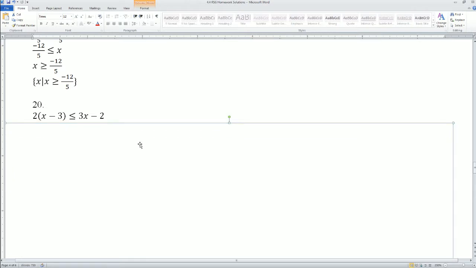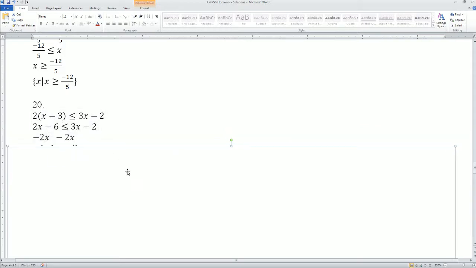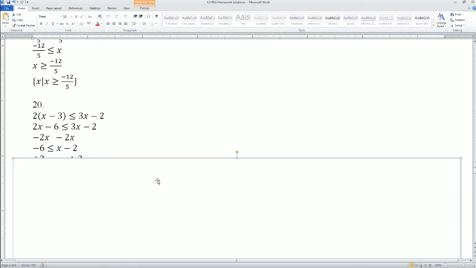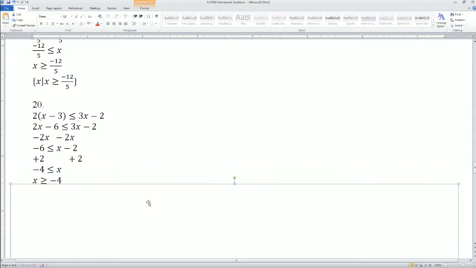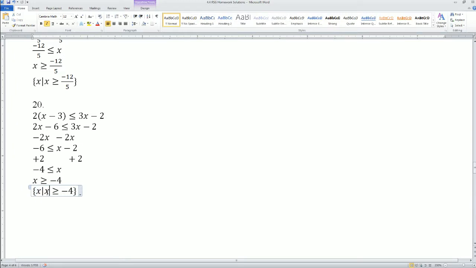20. 2 in parentheses, x minus 3 is less than or equal to 3x minus 2. Right? Distribute the 2 to both sides, then subtract 2x to both sides. You get negative 6 is less than or equal to x minus 2. Add 2 to both sides. You get negative 4 is less than or equal to x. Or you can say x is greater than or equal to negative 4. Set notation: x values such that x includes all values greater than or equal to negative 4.